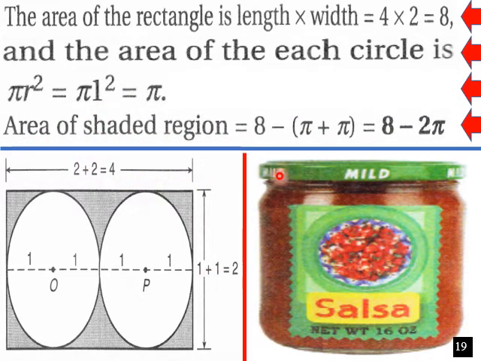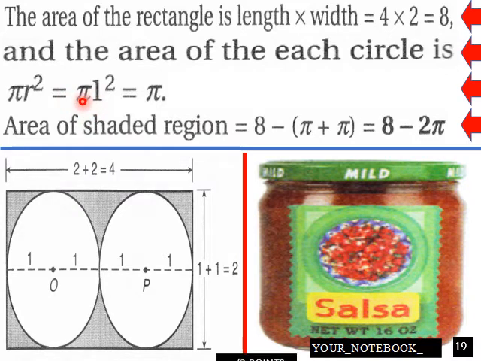4 times 2 minus pi plus pi, because pi r squared would be pi times 1 squared, which is pi. So the area of each one of these circles is pi. So it'd be 8 minus 2 pi. That's the situation here.